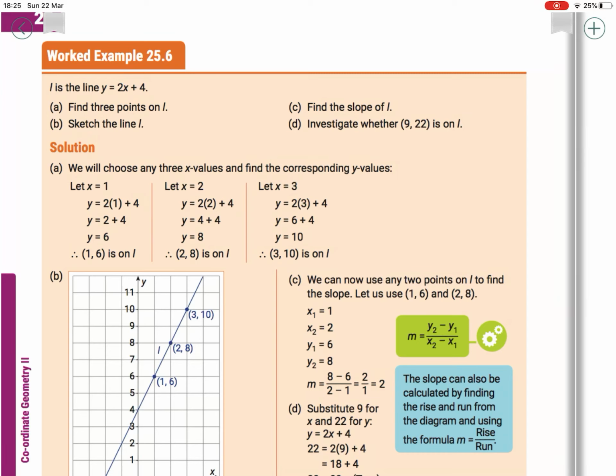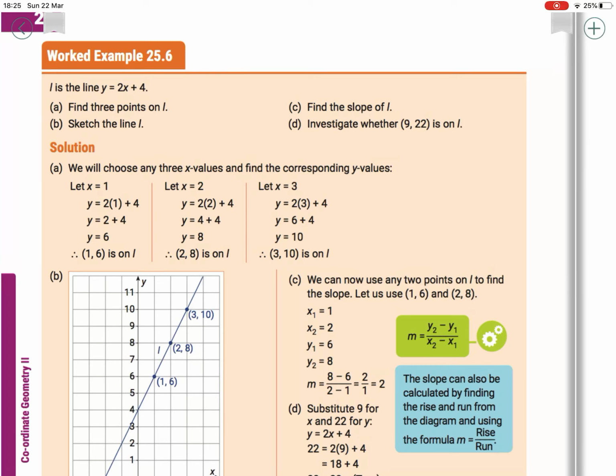You do the very same, so you let x equal 2 now. Again, you work it out and you get y equals 8. So you have the point (2, 8). So when x is 2, y is 8. And again, you do it for 3 and you get the point (3, 10). Okay, so there are 3 points.